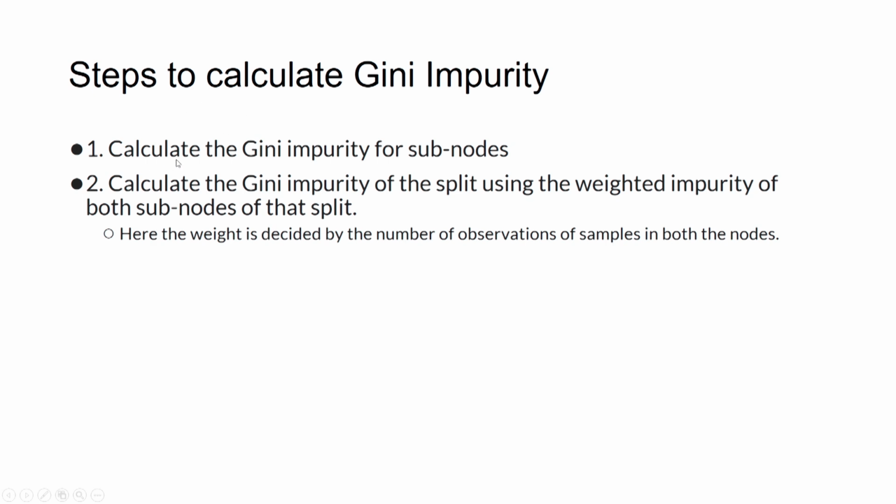And what are the steps to calculate Gini impurity? It is the same as information gain or reduction in variance. First of all, we will calculate Gini impurity for the subnodes, and then we will calculate Gini impurity of the split, which will be calculated by taking the weighted average of Gini impurity of all the subnodes. In this way you will get the Gini impurity of that split. So, if there are 3 attributes, we will calculate Gini impurity of all these 3 splits corresponding to these 3 attributes, and then finally select the attribute for which Gini impurity is minimum.